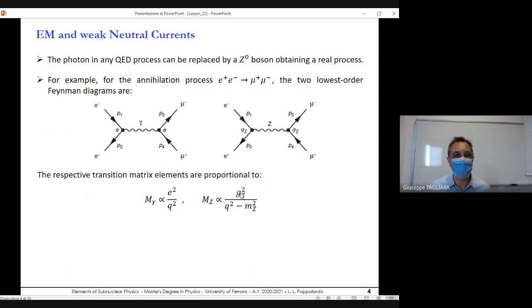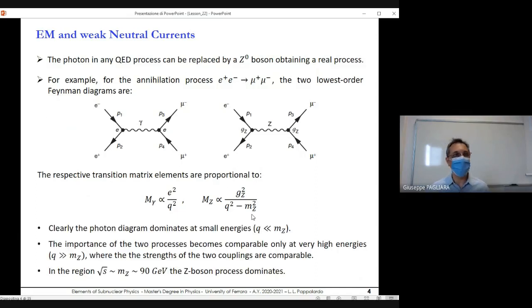So we have to include here a new coupling, the coupling of the Z0, g_Z, that we will study next week. And then, of course, different from the photon, the Z is massive, actually very massive, 91 GeV. So we have to include also a mass term in the propagator, as we discussed already for the Ws. And so we can compare now the two, okay, in different energy regimes. So clearly the photon dominates at small energy.